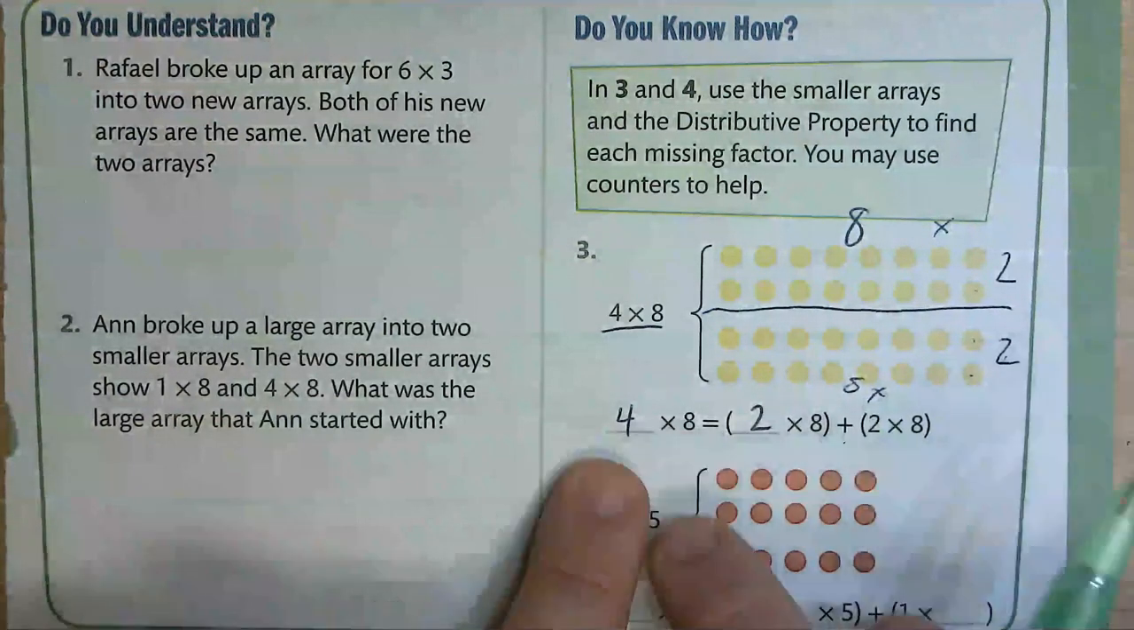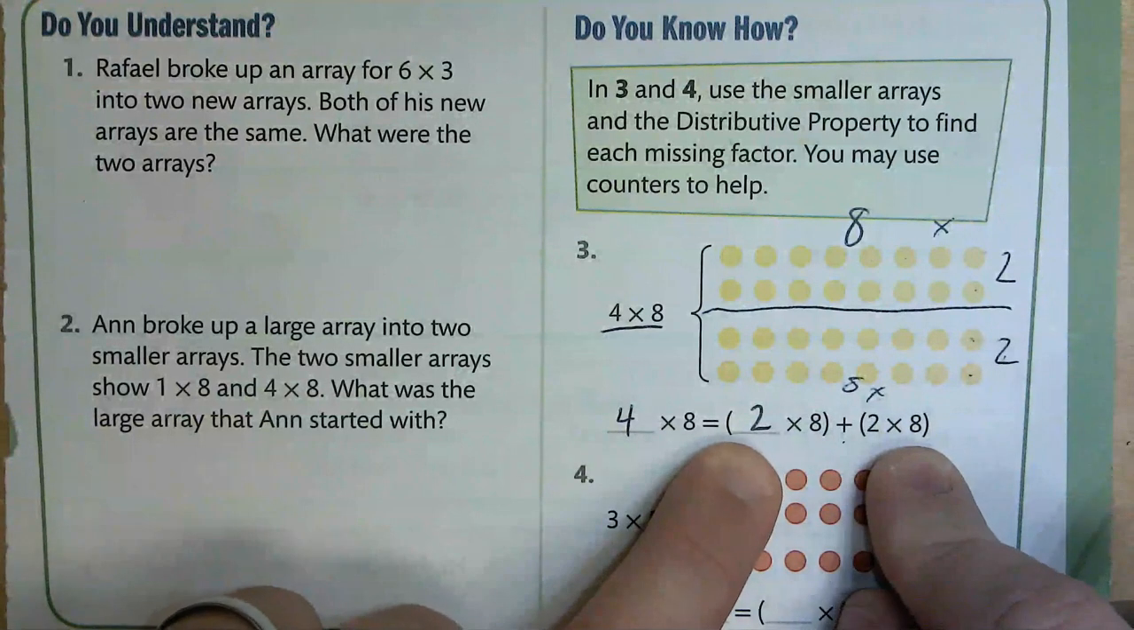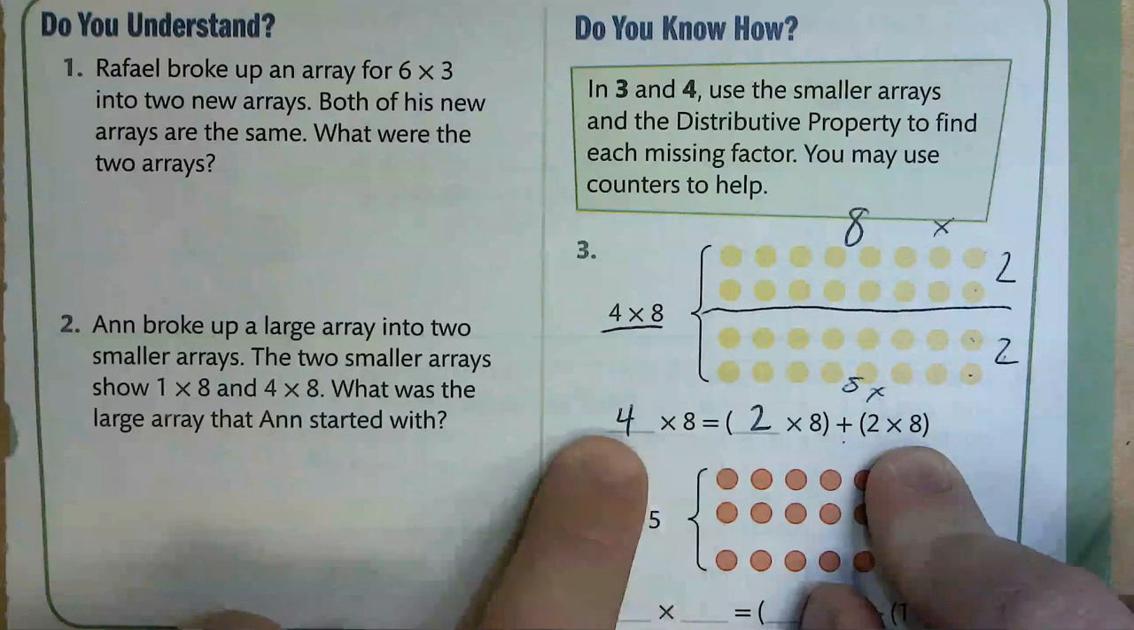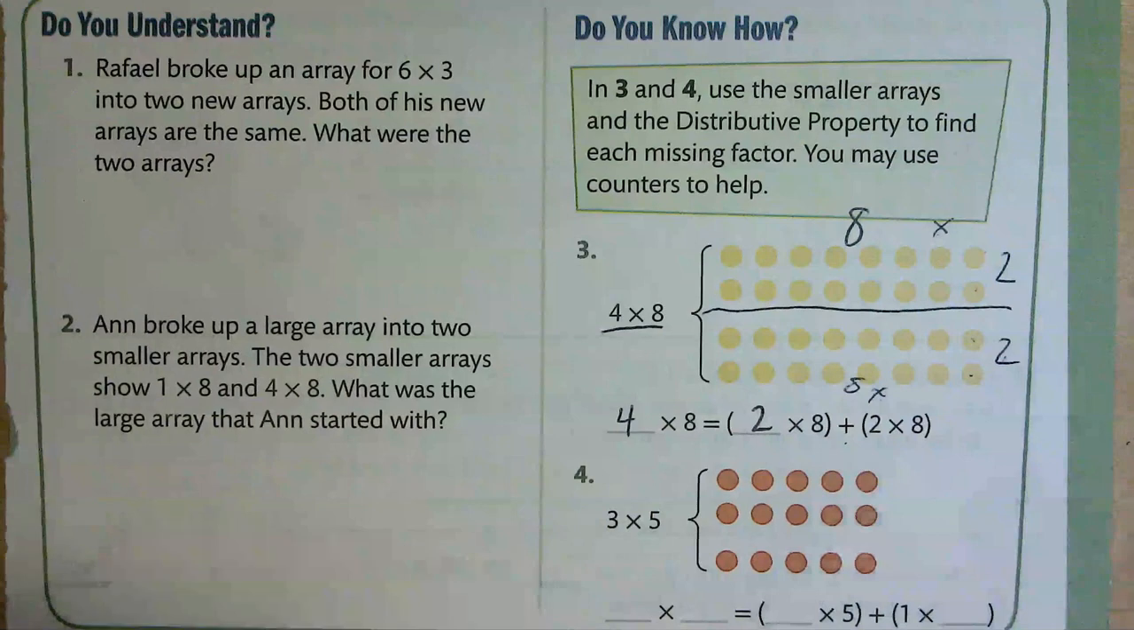So we just took our 4 times 8 and broke it into 2 parts because this is a little bit easier for us to work with. Rather than trying to figure out all 4 at once, we can do that and then figure those out by adding them together. All right.